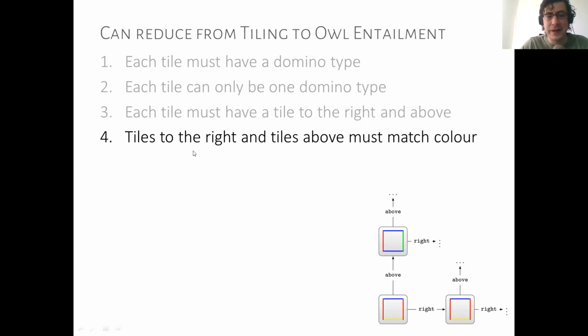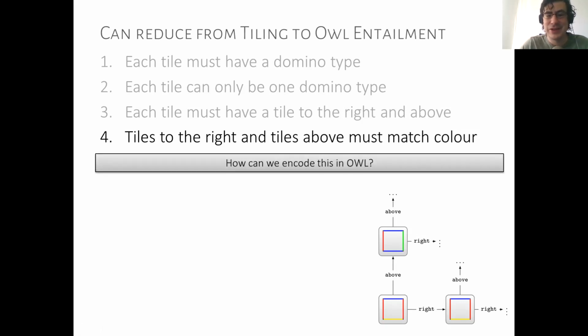So we have to define that the tiles to the right and tiles above must match color. Now there's a variety of ways we could do this. We could actually model that each tile has a left color, a right color, a top color, a bottom color, and so forth, and then define that the colors have to be compatible. We could do it that way. But since we have a finite set of dominoes as input, we can kind of cheat, right? So what we're going to do is a sort of brute force definition of this.